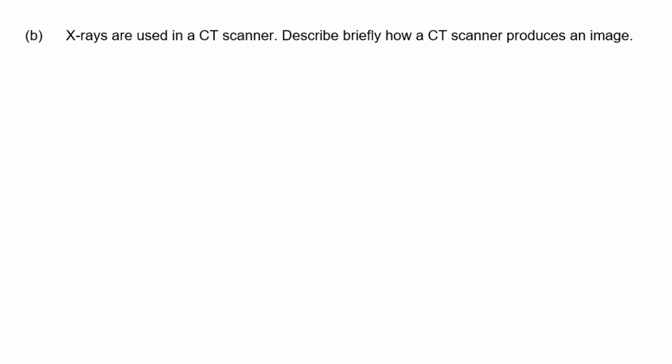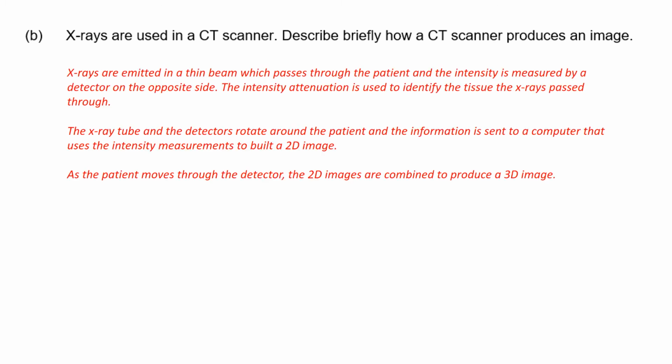Okay, so part B: X-rays are used in a CT scanner, or a CAT scanner as it's sometimes called. Describe how a CT scanner produces an image. The first thing we have is an X-ray tube to emit a thin beam of X-rays, and that goes through the patient. We measure the intensity of the X-rays on the opposite side of the patient using a detector. What we're interested in is the attenuation of the intensity of those X-rays, because that tells us what tissue the X-ray has gone through, and it'll have different values if it's bone, muscle, whatever.